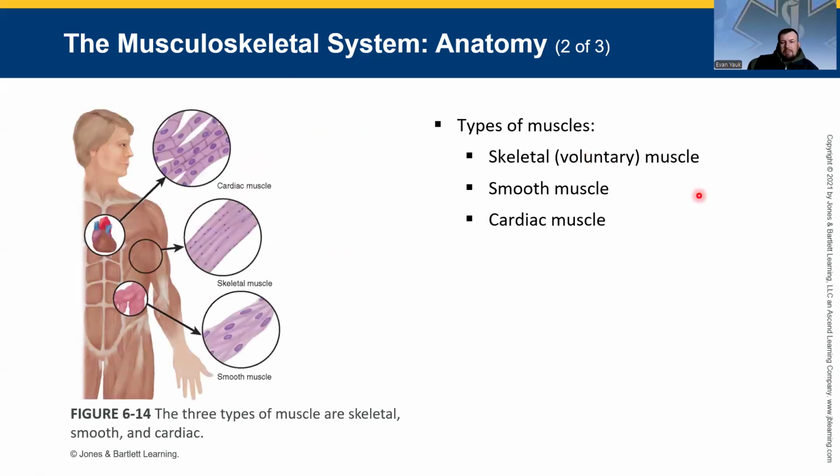So there are 3 types of muscles. The skeletal muscle, or voluntary muscle. These are the ones that we can actually control when we think about it. If we want to take a step or move our arm, we're using these voluntary or skeletal muscles. Smooth muscles, you're going to find in your abdomen, like in your digestive system. They are naturally moving food through our digestive system without us doing it. We have no control over it.